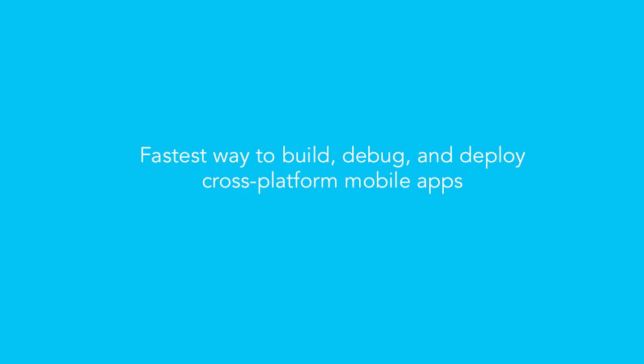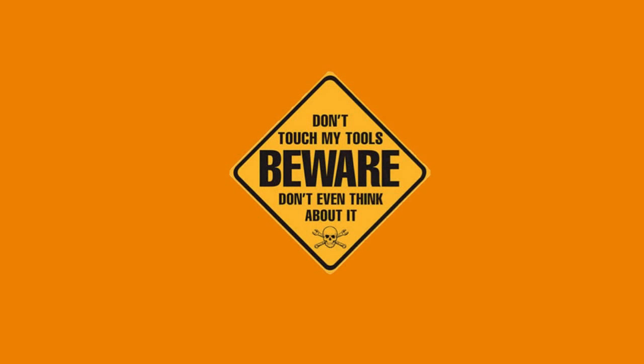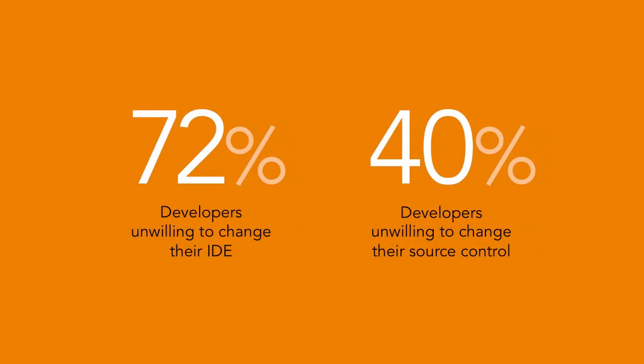Icenium, in brief, is the fastest way to build, debug, and deploy cross-platform mobile apps. But we know from our surveying of developers that while Icenium is great for that mobile-focused experience, developers love their tools, and some tools more than others, as it turns out. In fact, Telerik surveyed developers several months ago, and we found that 72% of developers are unwilling to change their IDE, and 40% of developers are unwilling to change their source control.